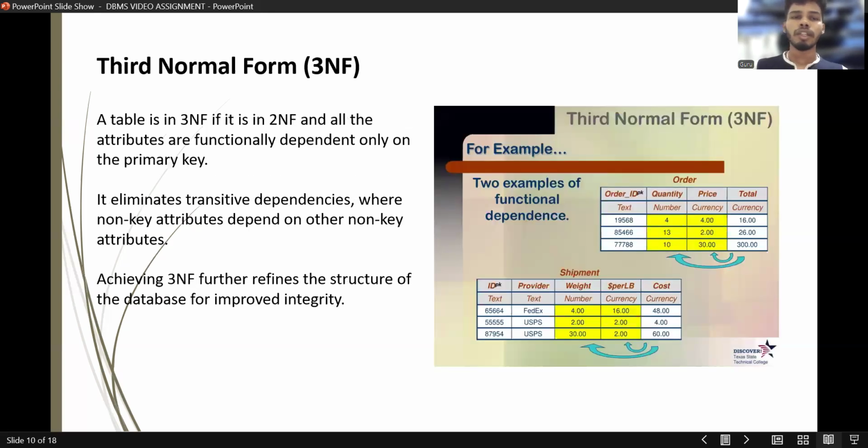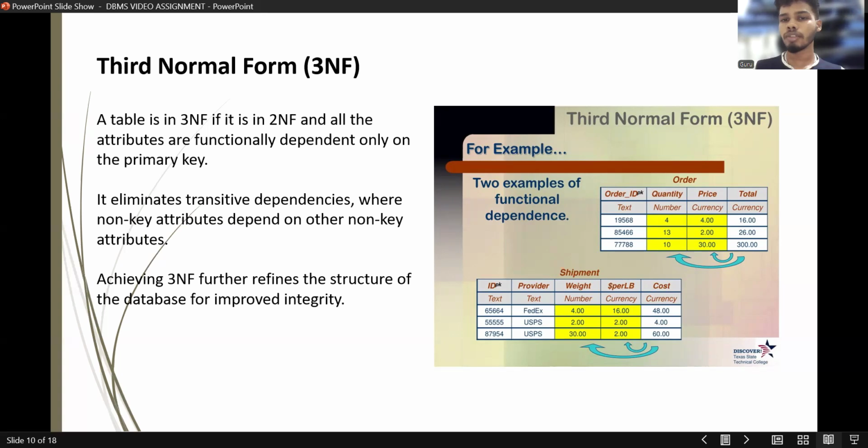So next we'll model the third normal form, that is 3NF. A table is in 3NF if it is in 2NF and all the attributes functionally depend on the primary key. It is interconnected to all the normal forms: one is connected to two, and three is connected to the second normal form. It eliminates the transitive dependence, where non-key attributes depend on other non-key attributes. Achieving 3NF further refines the structure of the database and improves integrity.